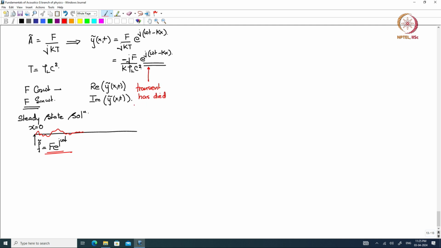So even though there is no dissipative mechanism in the string, we assume that the transient has decayed. It is very commonly done. If we actually include a dissipative mechanism mathematically, then the solution becomes difficult. So we do not do that, but we assume that there is some damping mechanism, and so we remove the transient and we look at what happens due to the forcing alone. So that is called a steady state solution.